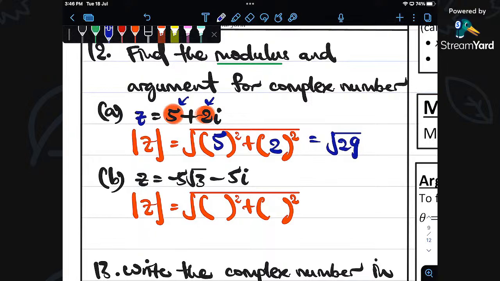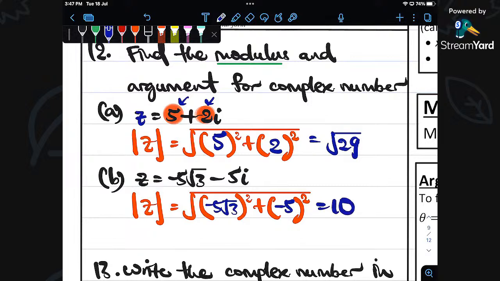You just sub in the value of -5 square root 3 and then also the value of -5. What do you get, everybody? Use your calculator. I got here the value is 10.